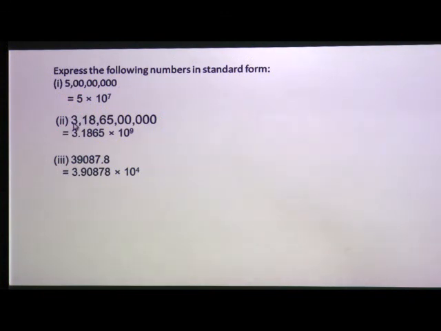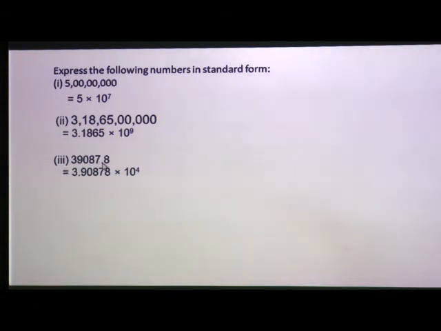Here we will write 3.1865. Now, we have zeros, so you will multiply and count the number of digits: 1, 2, 3, 4, 5, 6, 7, 8 and 9. So, we will write it as 10 raised to the power of 9. We already saw some examples.